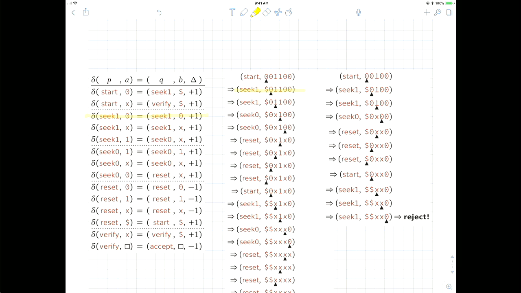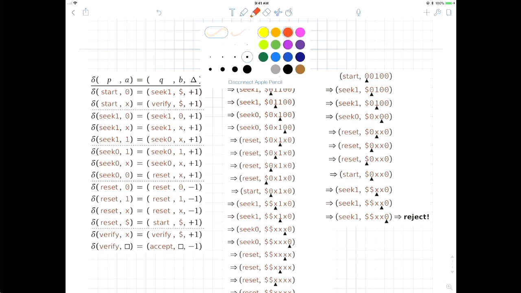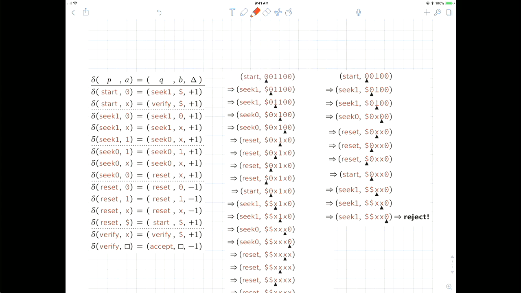At a very high level, what's going on is in this first run of the algorithm, I'm looking for the first 0, the first 1, and then the first 0 in their corresponding runs.